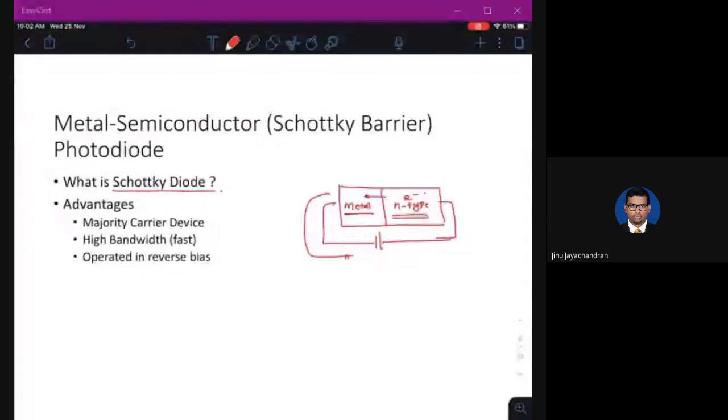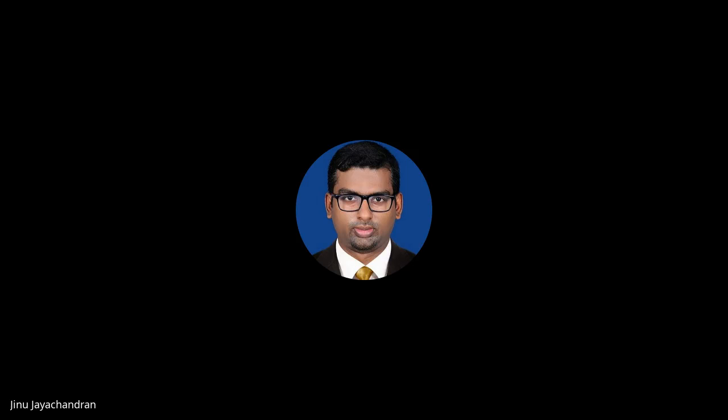The advantage is that it is a majority carrier device only; that is, you are using only electrons. It is very fast, so it has high bandwidth, and it is operated on reverse bias. It has high bandwidth because the reverse recovery time of the Schottky barrier diode is very small. Reverse recovery is a property of any PN junction: once the electric field is applied and the carriers start moving, if you switch off the applied bias, the diode takes some time to come back to its original state where there are no charge carriers, or the charge carriers are equal.